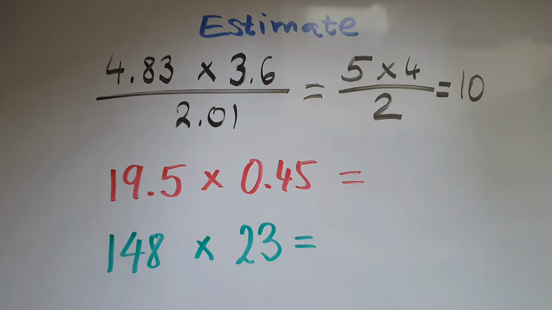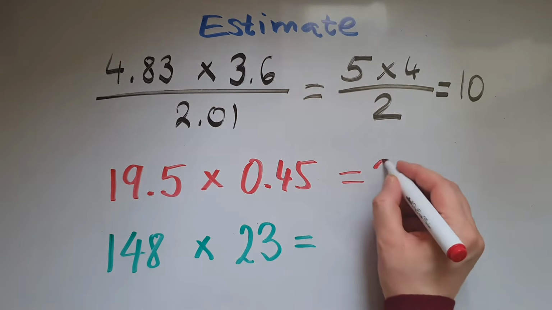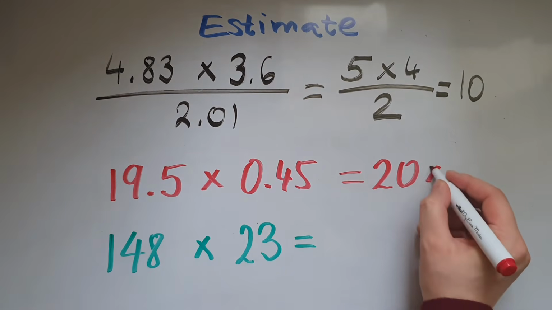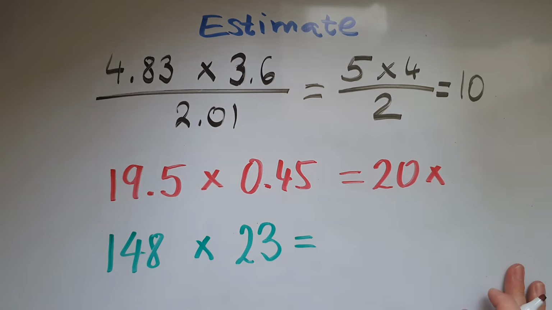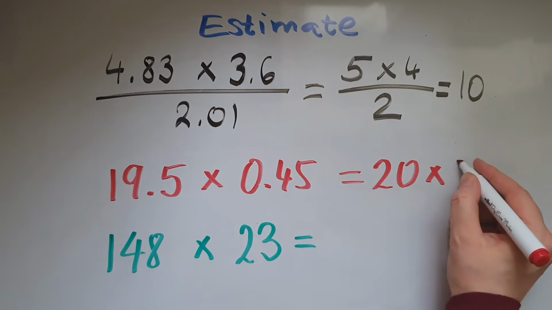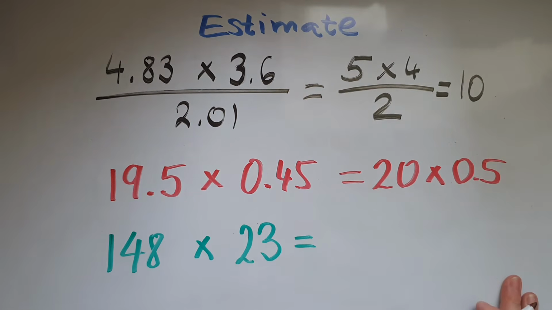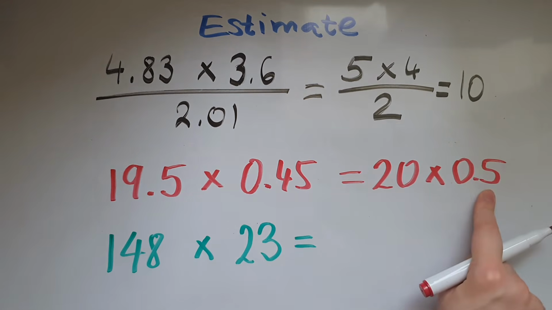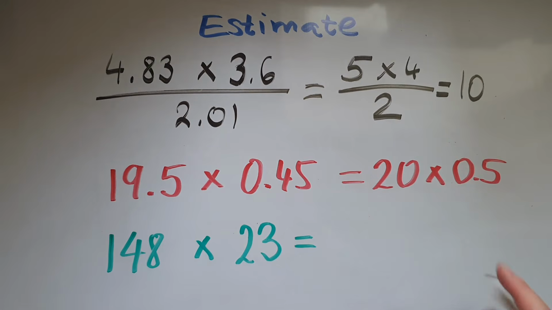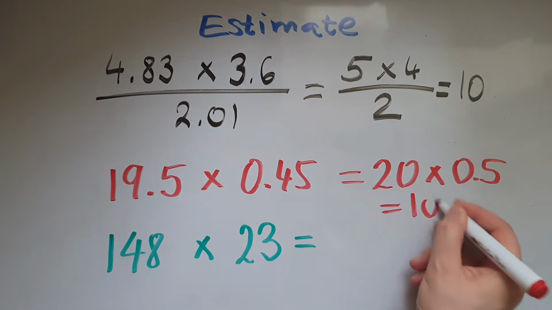Looking at the next one, we've got 19.5 times 0.45. 19.5, that is very close to 20. And 0.45, that is close to 0.5, which is half. So multiplying 20 by half means halving 20, which gives us 10.